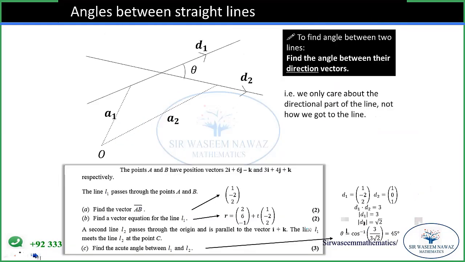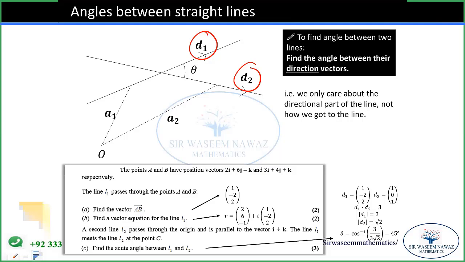Now, the angle between two straight lines. We have done how to find the angle, but before that we were talking only about vectors. When we talk in terms of lines, if you want to find the angle between two lines, you just find the angle between their direction vectors.